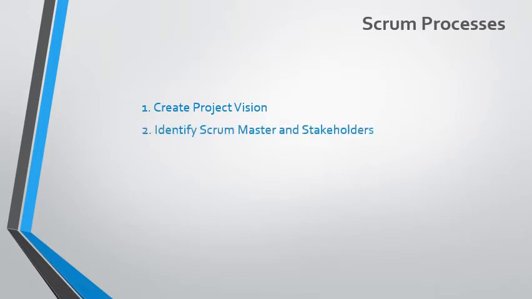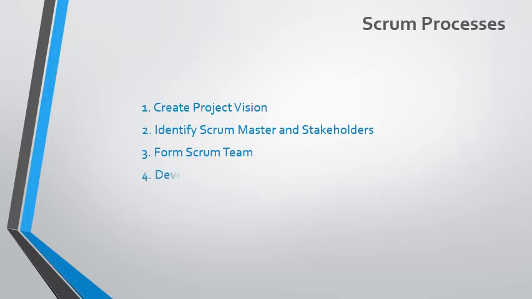The next process is identify Scrum Master and stakeholders. Once there's already a go signal for the project, the Scrum Master will be identified, and the stakeholders who will be part of the brainstorming, requirements gathering, and who will validate the application. And the next process is form a Scrum team: picking the right people with the right skills for the project.